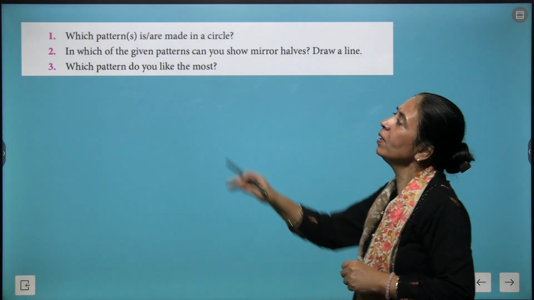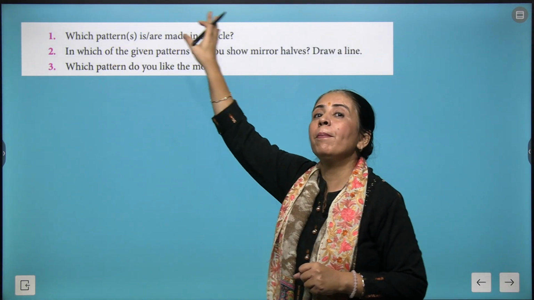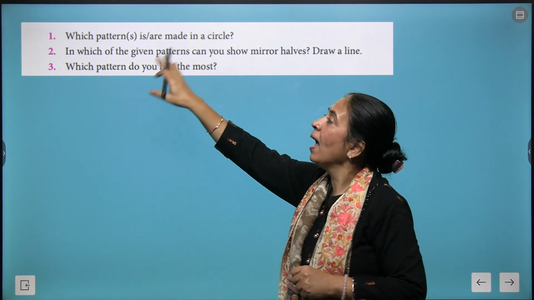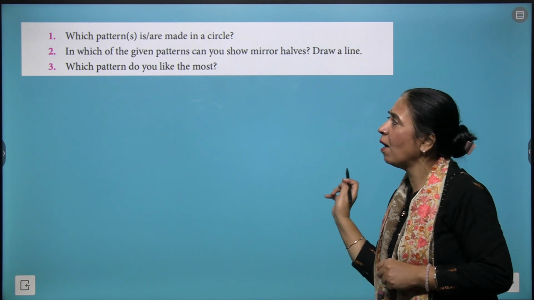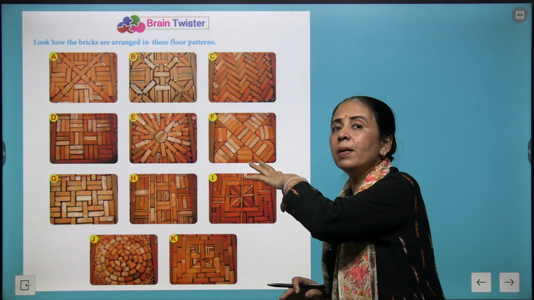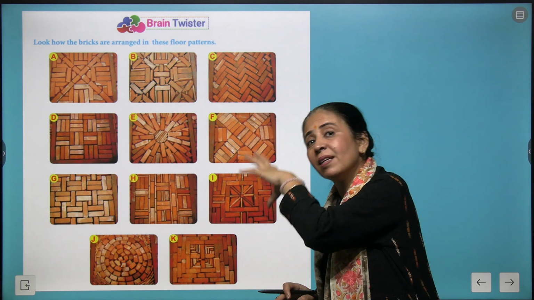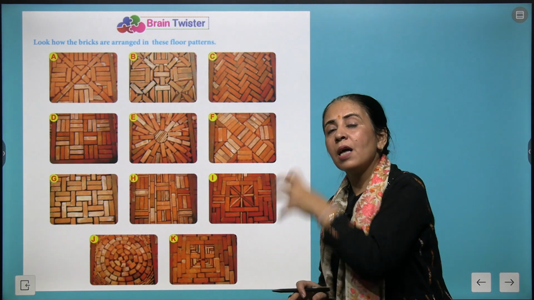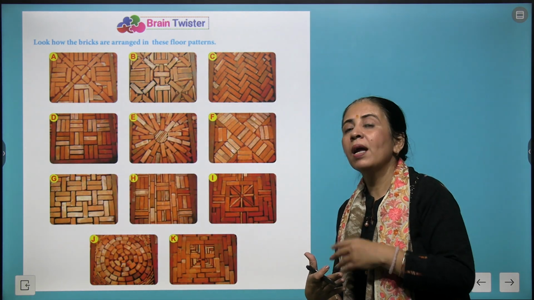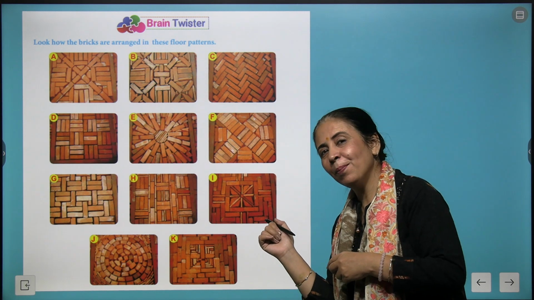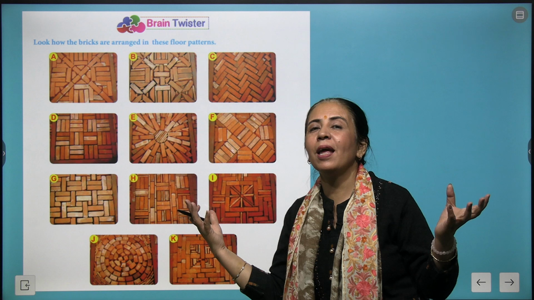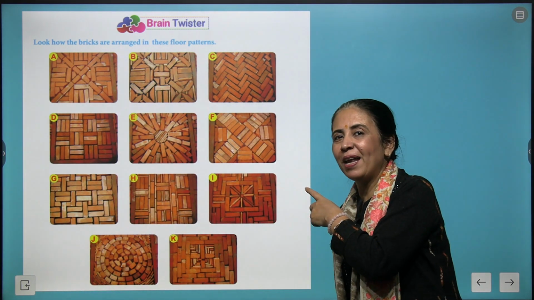So after observing, the question comes: which of them makes a circle and which of the given patterns can show you the mirror half. So in some of them you will be able to see that they are making circles, some are not. Some of them are making mirror half images, but some of them are not. And then my question to you is, which one did you like the most? Visualize it and improve your spatial understanding. Your time begins now.